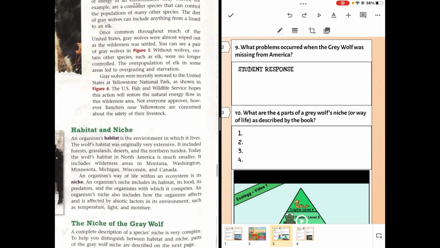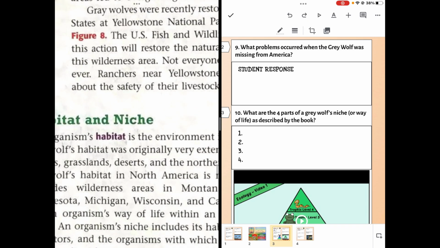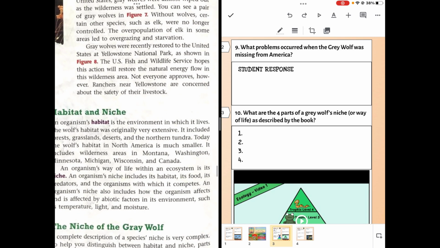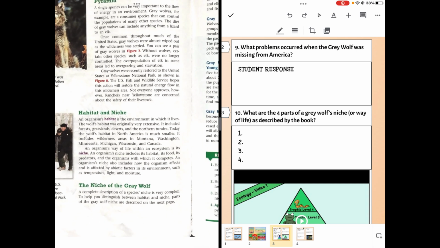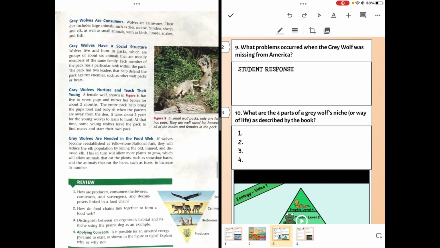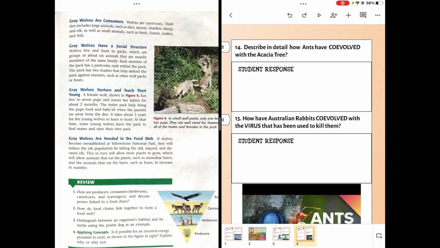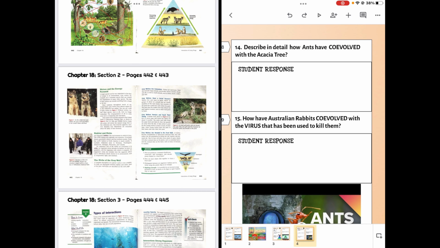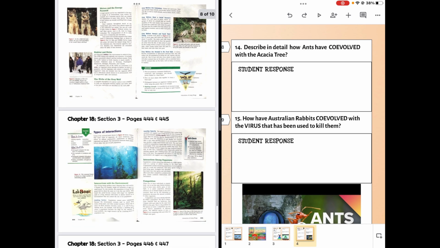Now, habitat for question 10 is where you live, but niche, or niche, you can say it either way, is how an organism lives. So the gray wolf's way of life, or niche, is on this page, and you need to just simply state the 4 basic aspects of a gray wolf's way of life. We'll read more about them with the Collins writing on Monday. So Monday we do slide 3. Slide 4 is Wednesday, because Tuesday we have an activity to build our own food webs.